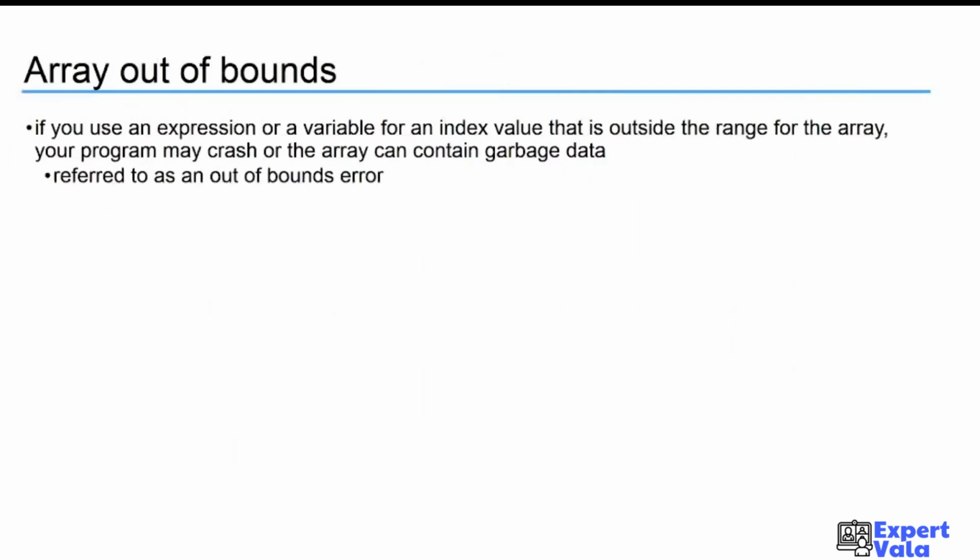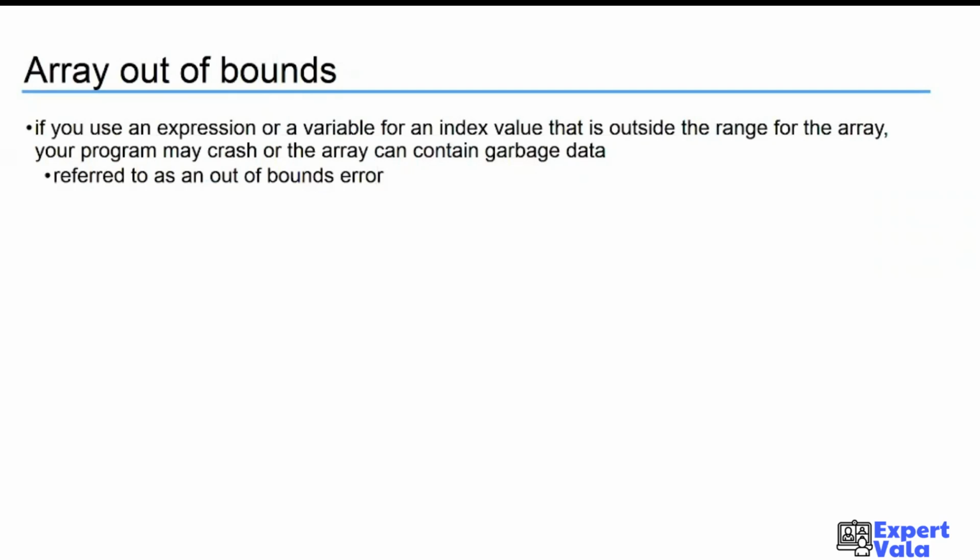So what happens if you try to access an element in the array with an invalid index? For example, try to access an array of size 10 using 11 or 10 as an index. You are going to have an array out of bounds error. So if you use an expression or a variable or a constant for an index value that is outside the range of the array, and outside of the array means what? Well, it means it's either a negative number or a number that's greater than the size minus 1, because it's 0 based. So if you have an array of size 10, size minus 1 is 9, and if the index is greater than 9, you are going to have an array out of bounds error.